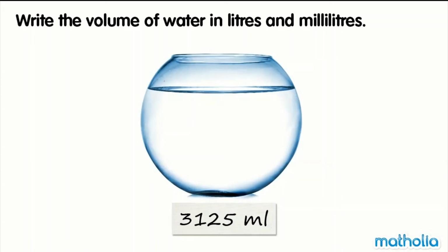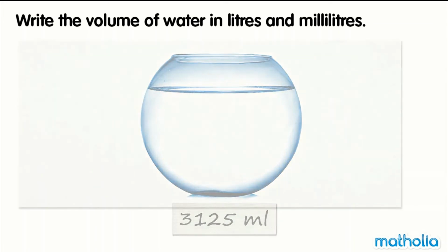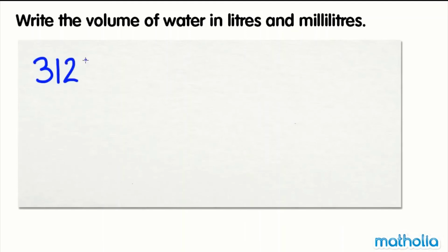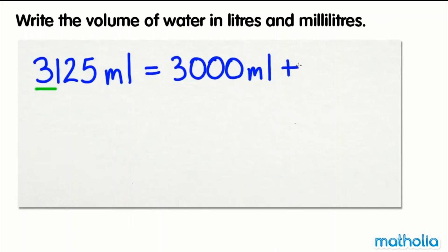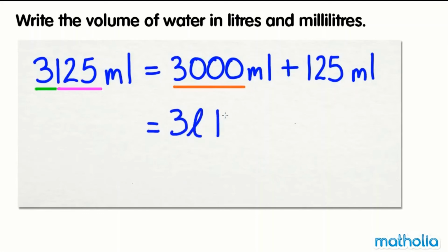Write the volume of water in litres and millilitres. The fish bowl contains 3,125 millilitres of water. We can rewrite 3,125 millilitres as 3,000 millilitres plus 125 millilitres. 1,000 millilitres is equal to 1 litre, so 3,000 millilitres is equal to 3 litres. So the volume of water is 3 litres, 125 millilitres.